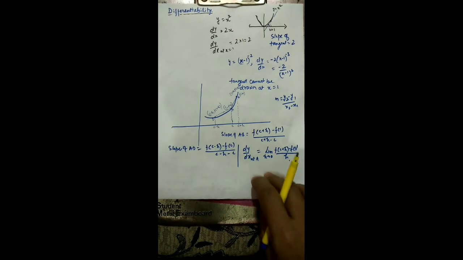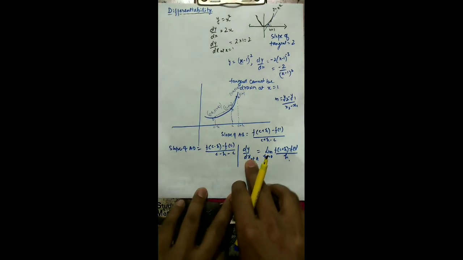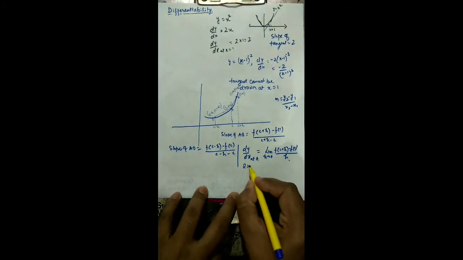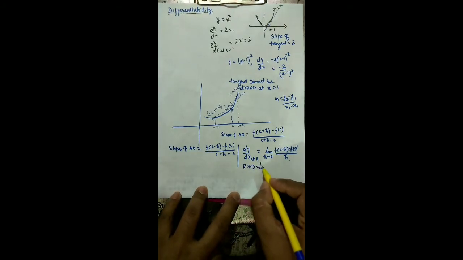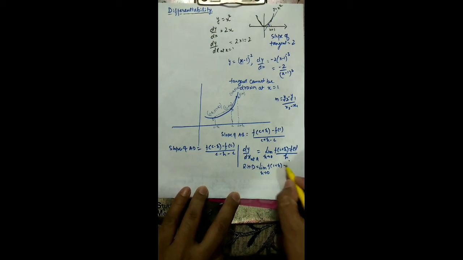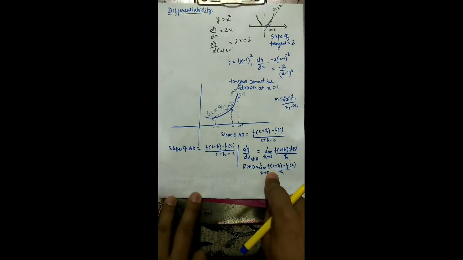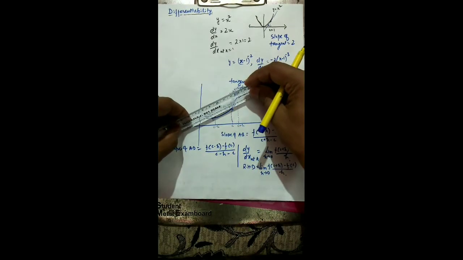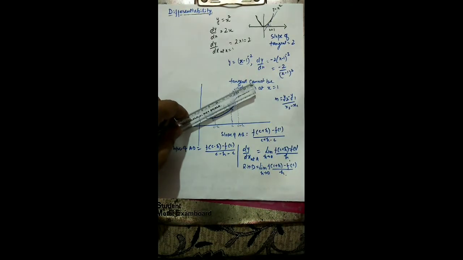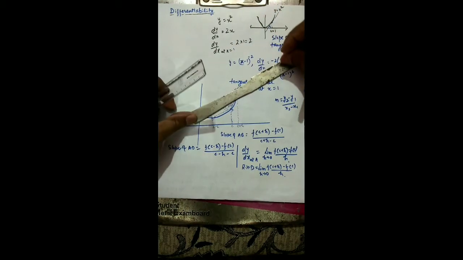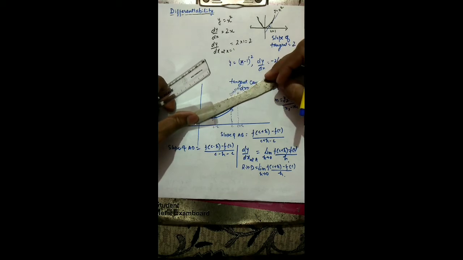So this derivative is called the right hand derivative. This is the limit h tends to 0, f(c plus h) minus f(c) upon h. So this is called the right hand derivative. Similarly, this AD is a secant. You can see this AD is a secant.